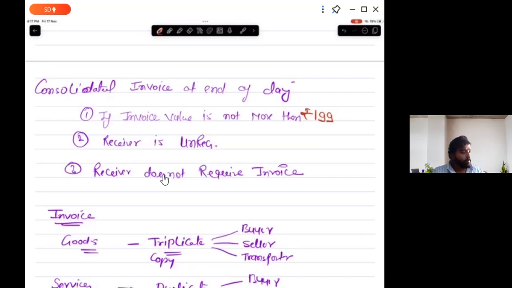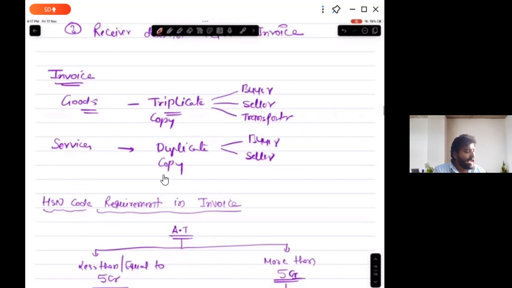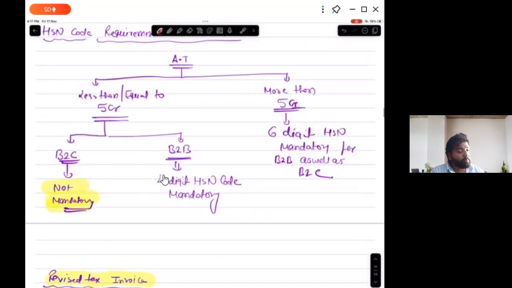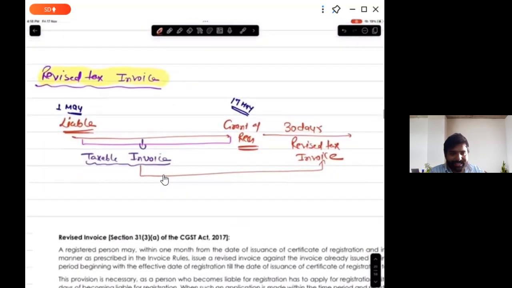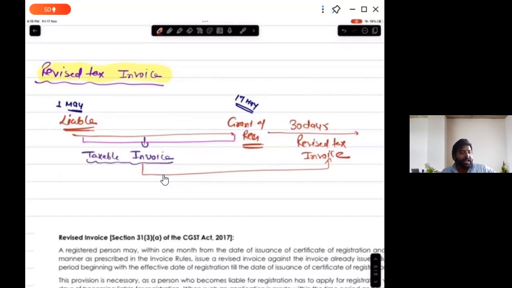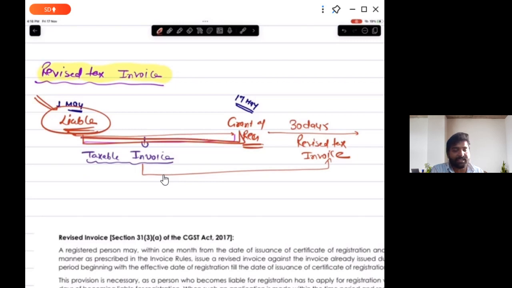Next point is HSN requirement, I already covered. Yeah, there is one more thing, revised tax invoice. Now this is interesting. I told you that if I am applying within 30 days, then I got registered not from the grant of registration. I got registered from the day I am liable. So from this day, I am actually registered. So from this day till this date, I am registered and I can collect GST from my customer.